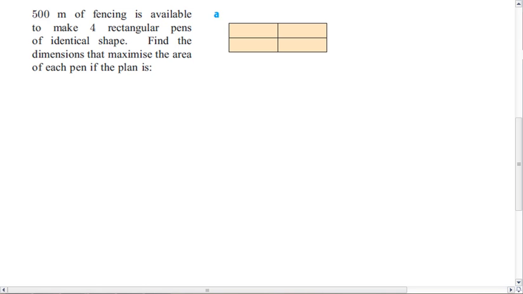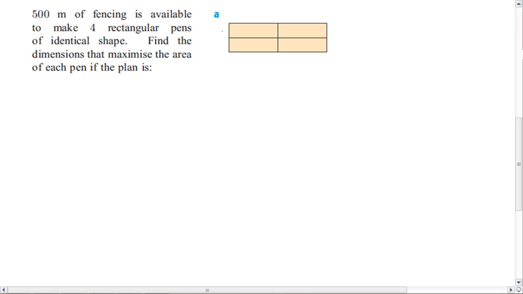Alright guys, another quadratic optimization problem. Now remember, optimization usually means that we're referring to a maximum or a minimum, because we're either trying to maximize the profits or maximize an area or something, or trying to minimize something so we get the most value out of it. Okay, so here we've got 500 meters of fencing available to make 4 rectangular pens of identical shape. So if that's the case, we want to find the dimensions that maximize the area if the plan looks like this.